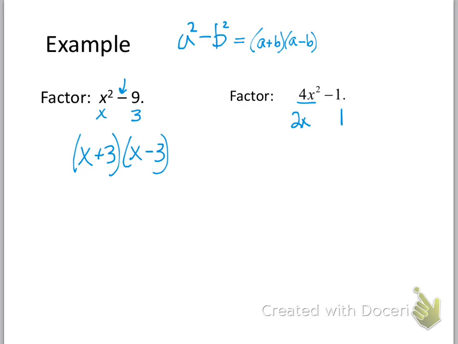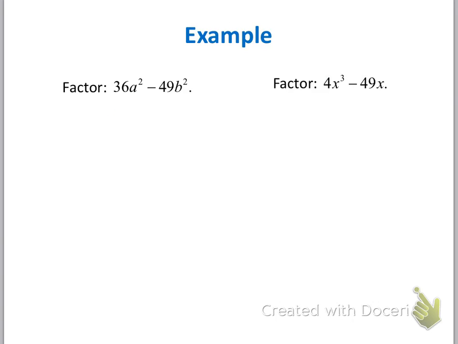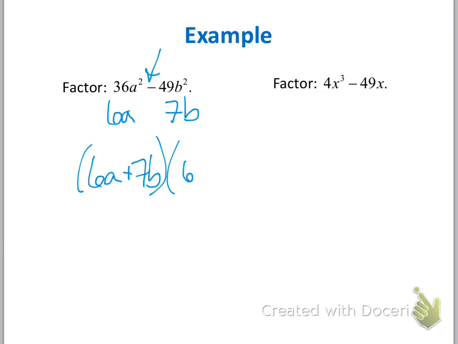Is that a number squared? Yep. Is that a number squared? Yep. Is it a minus? Yep. 2x plus 1, 2x minus 1. Pretty easy. You try these on your own. That's a number squared. That's a number squared. And it's a minus. 6a plus 7b, 6a minus 7b.